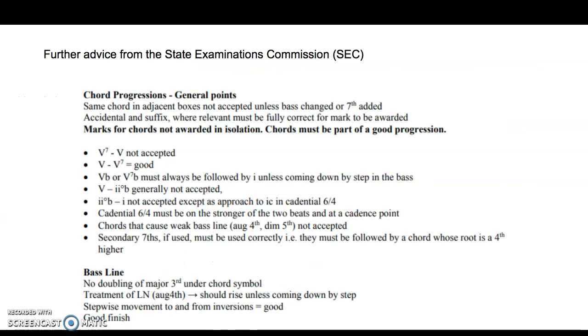And then this is further very helpful advice from the SEC, and this is included in their marking schemes. Do have a read of this. Some general points about chord progressions. Particularly here, 5-7 to 5, not accepted. 5 to 5-7, good. 5B or 5-7B must always be followed by 1 unless coming down a step in the bass, and so on. I'm not going to deal with this in this tutorial, but do please take a moment to use this when you're revising and when you're approaching the question later on in this tutorial.